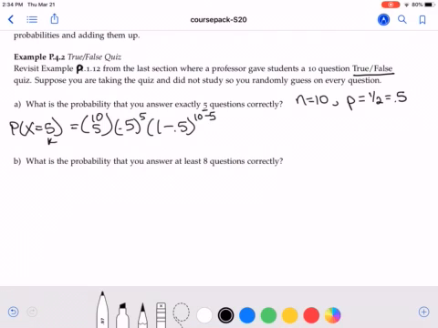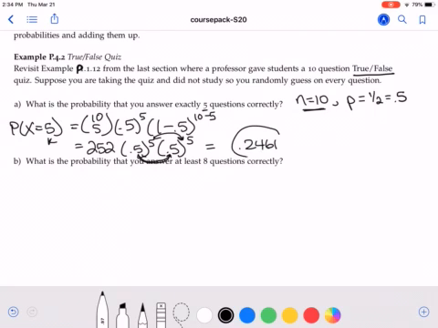To simplify this a little bit, 10 choose 5, if you find that on your calculator, is 252. Then we get 0.5 to the 5, and then 1 minus 0.5 is also 0.5 to the 5. Notice that these two numbers are always going to add up to 1, and these two powers are going to always add up to 10, or n, whatever n is. So our probability here is 0.2461.